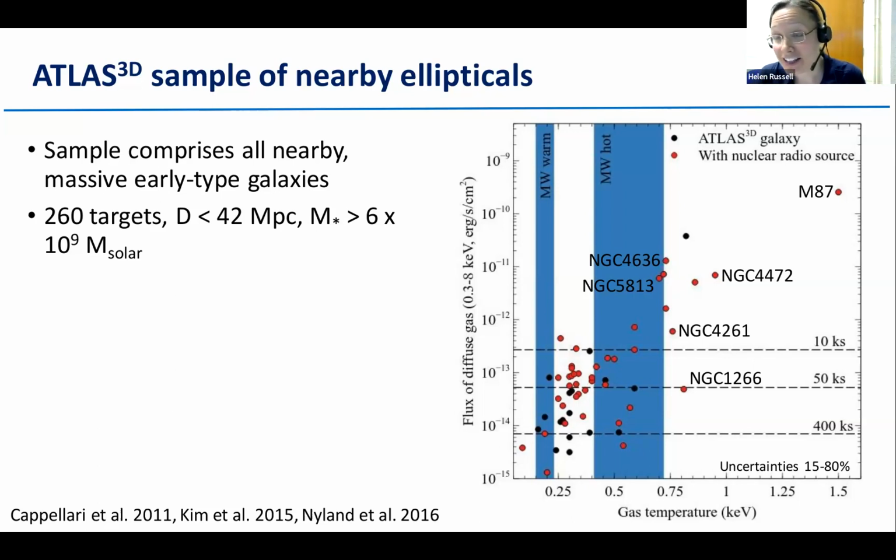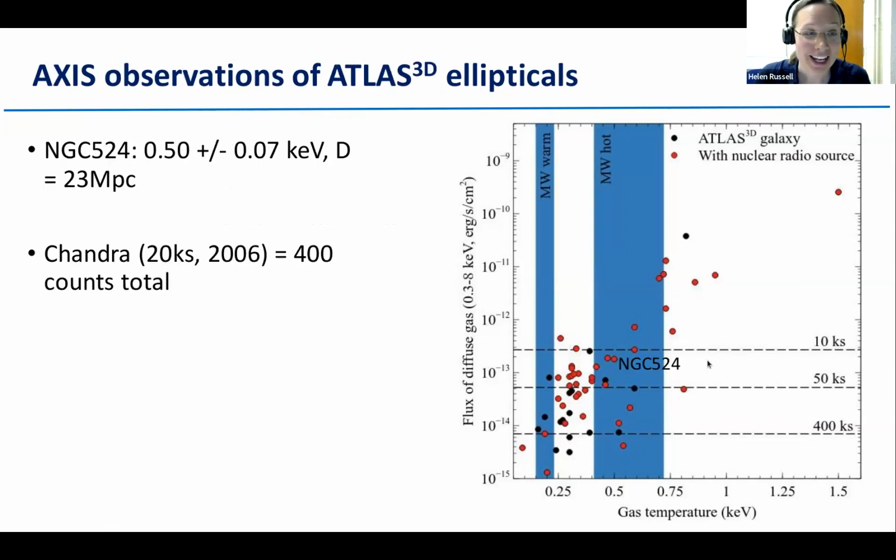So really, as I say, this science is out of reach for Chandra, because the minute you start going further down, it just becomes prohibitively expensive. But with AXIS, very doable snapshot observations, and we could get a fantastic sample of these systems. So what would AXIS see?